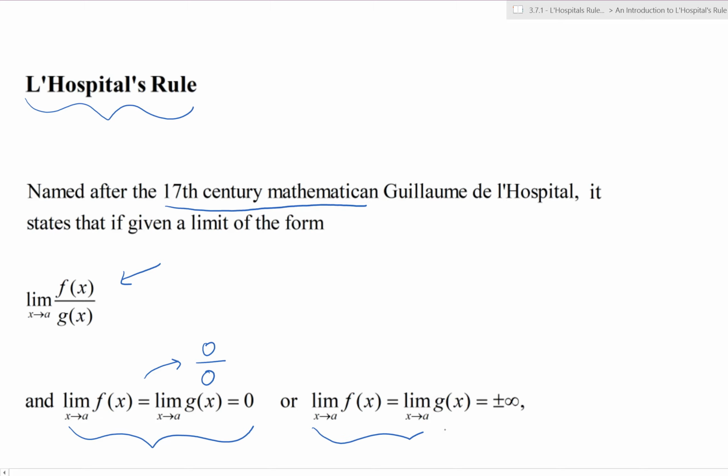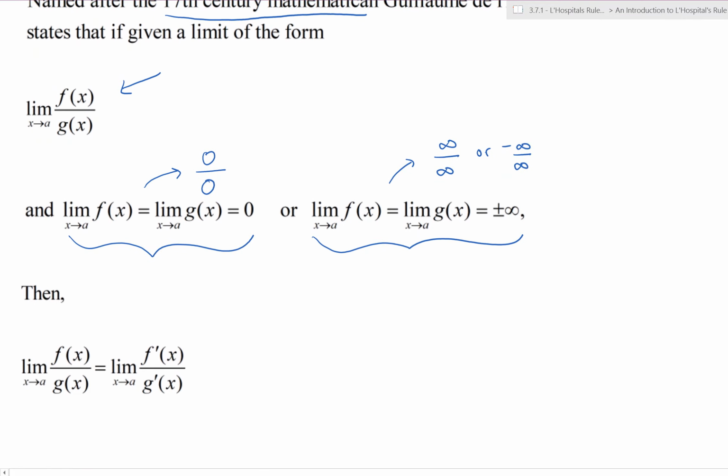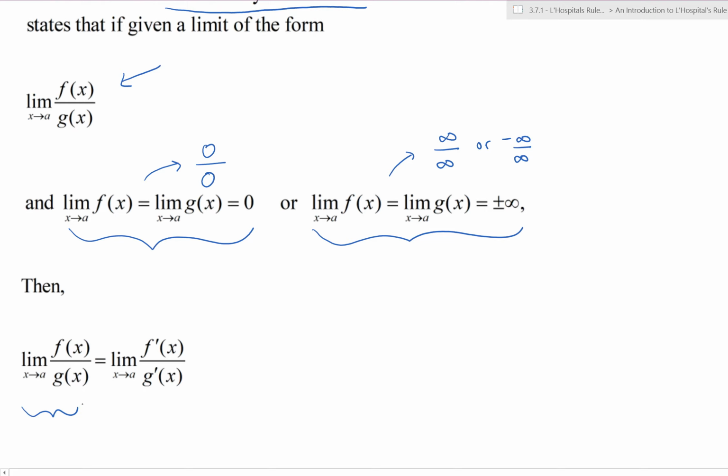Or if you have the limit as x goes to a of f of x and the limit as x goes to a of g of x are both some form of infinity, so either infinity over infinity, like we saw earlier, or even negative infinity over infinity. Either one of those. If it has one of these two types of indeterminate forms, then the theorem says, the rule that was established, is that the limit as x goes to a of f of x divided by g of x is actually the same as the limit as x goes to a of f prime of x divided by g prime of x.